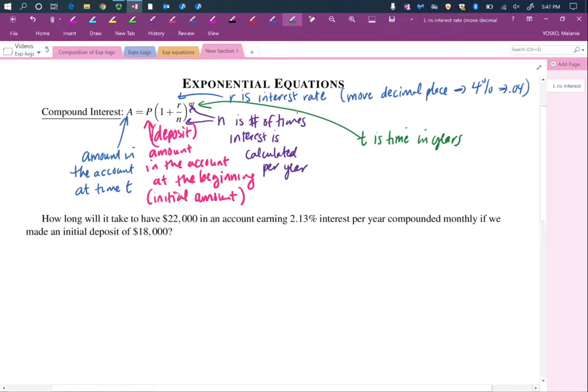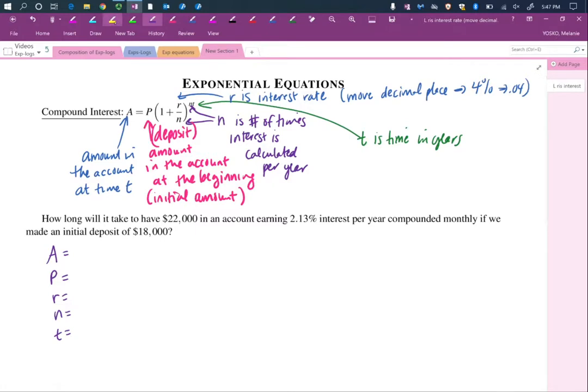So here we have an example. How long will it take to have $22,000 in an account earning 2.13% interest per year, compounded monthly, if we made an initial deposit of $18,000? So take just a moment and read it again yourself. Okay, so hopefully you've read it again. Then we're going to go through and look at each piece. I'm just going to write the letters we are looking for, or that we know, over here on the side. A, P, R, N, and T.